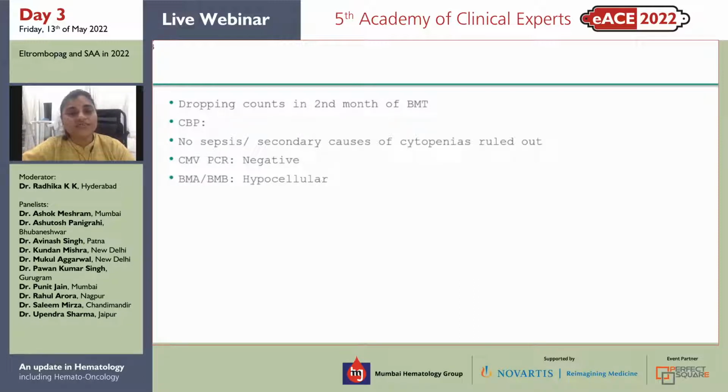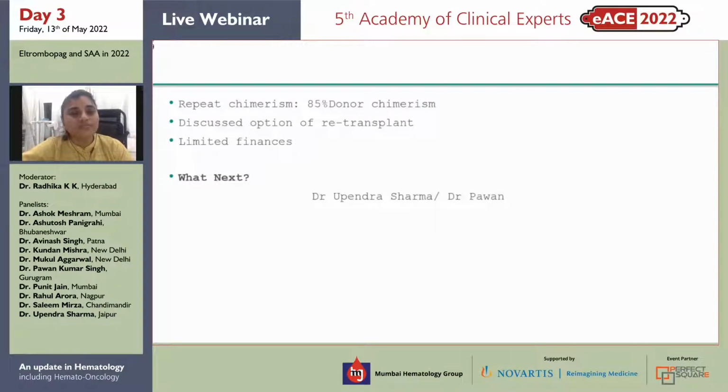So in the second month of transplant, she recovered counts, she engrafted, and then the counts started dropping down, with all secondary causes ruled out. We did a chimerism, next slide please, and it was 85% donor chimerism. We discussed options of retransplant, but the patient has limited finances, no finances available. We need to revise this patient. What next? Dr. Upendra sir, Dr. Pawan, anyone can take this question.